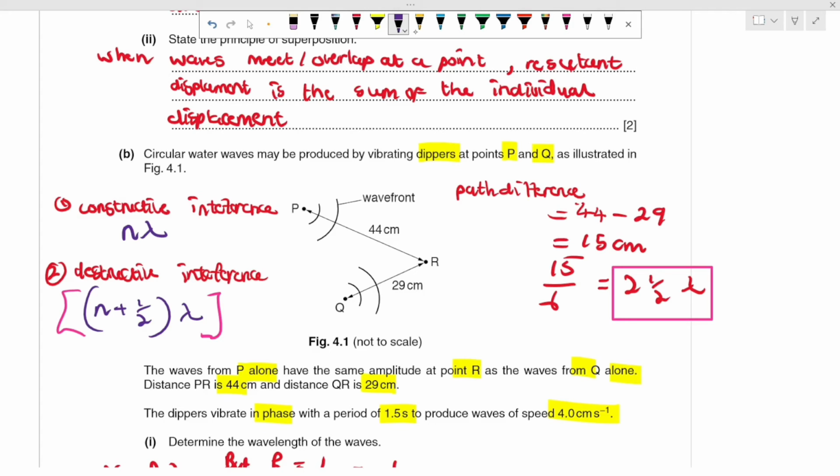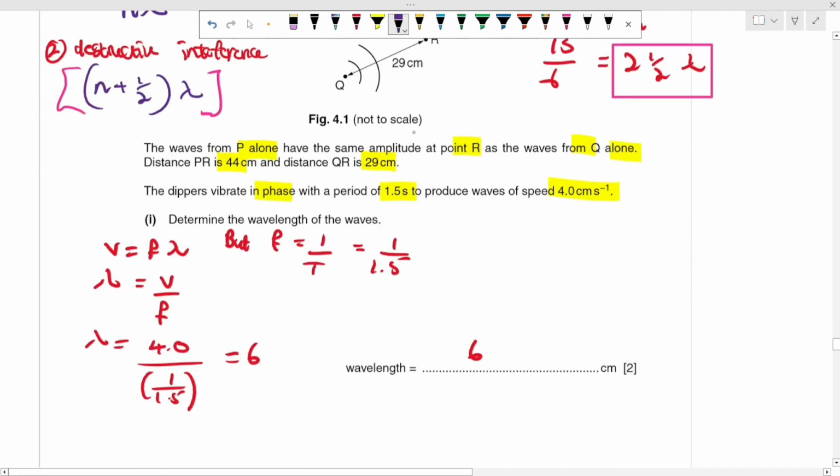Why? Because if it's n times some multiple of lambda, they're still going to meet. If a crest and a crest meet, then it's going to be much bigger. But if it's n plus half lambda, it means that they differ by a small phase, and when they meet at that point, they're going to cancel each other out. One crest might meet with the next trough. They're disturbed by half lambda. So that's basically how you need to think about it.